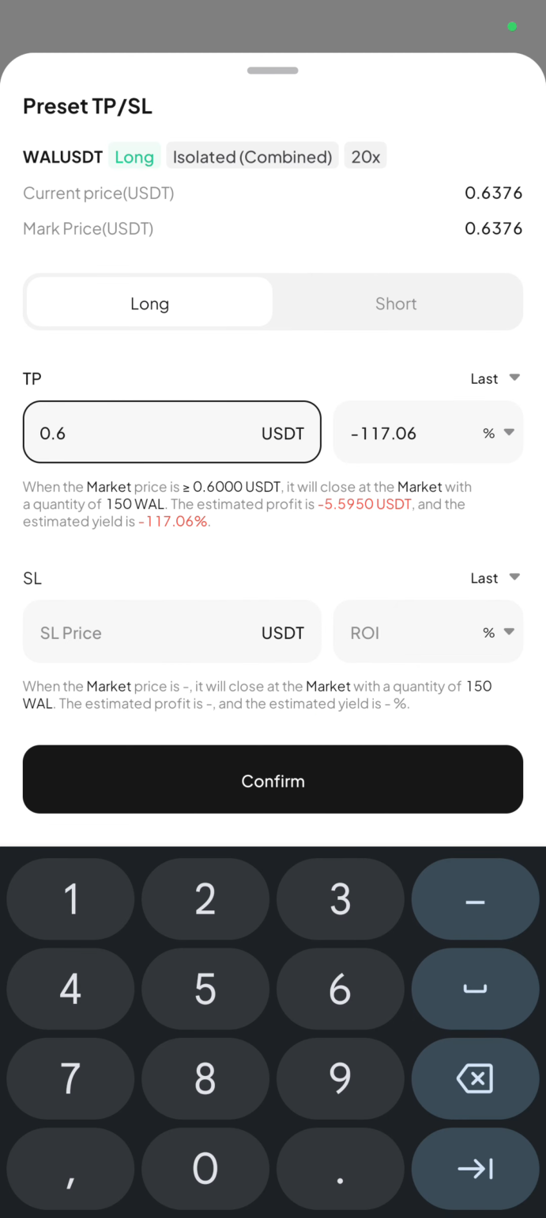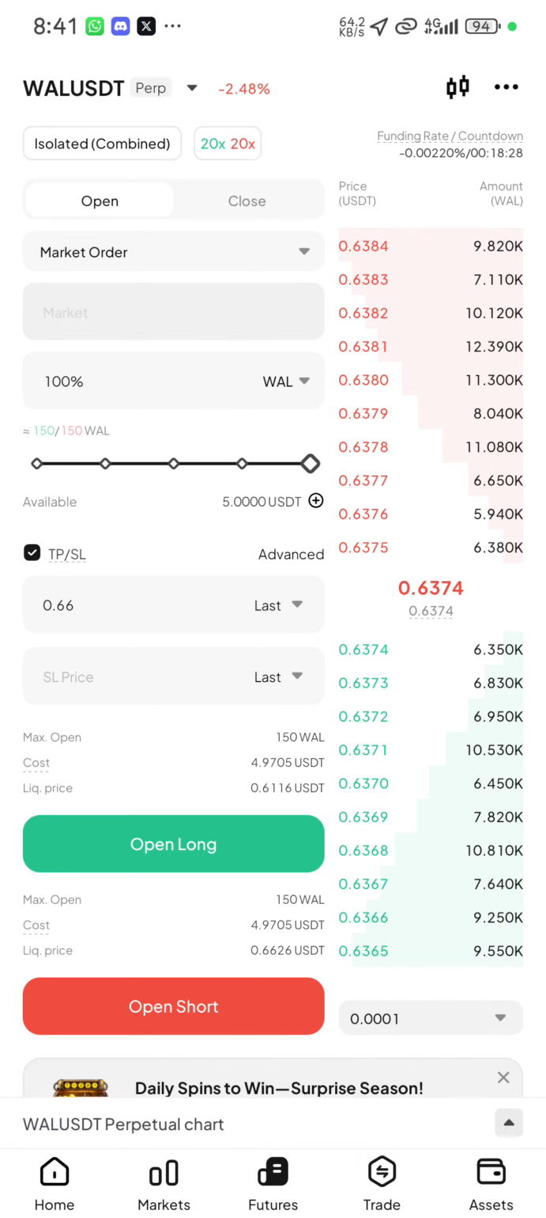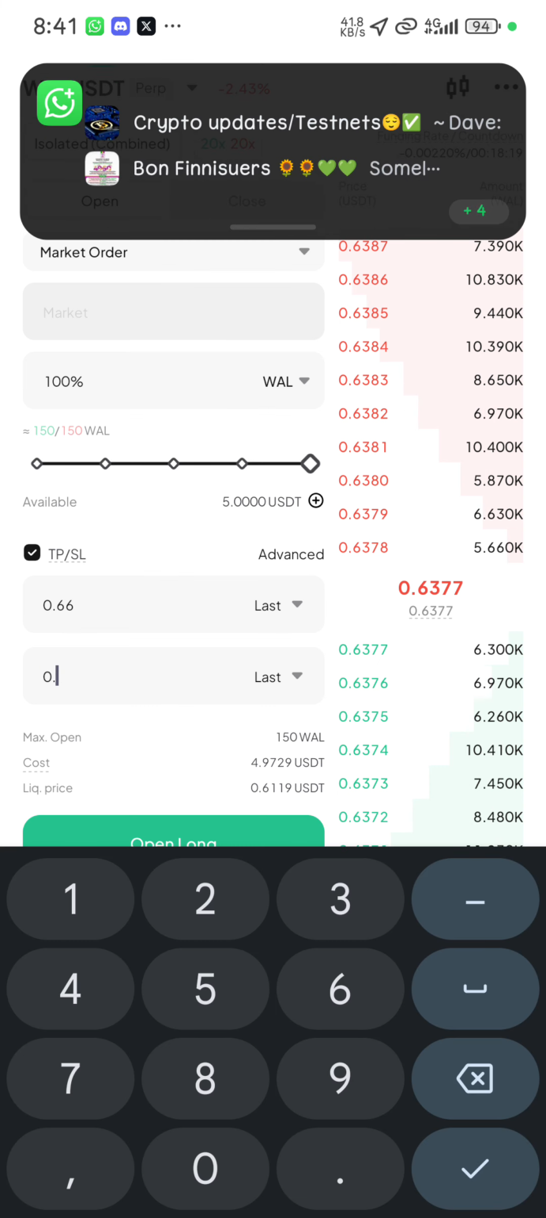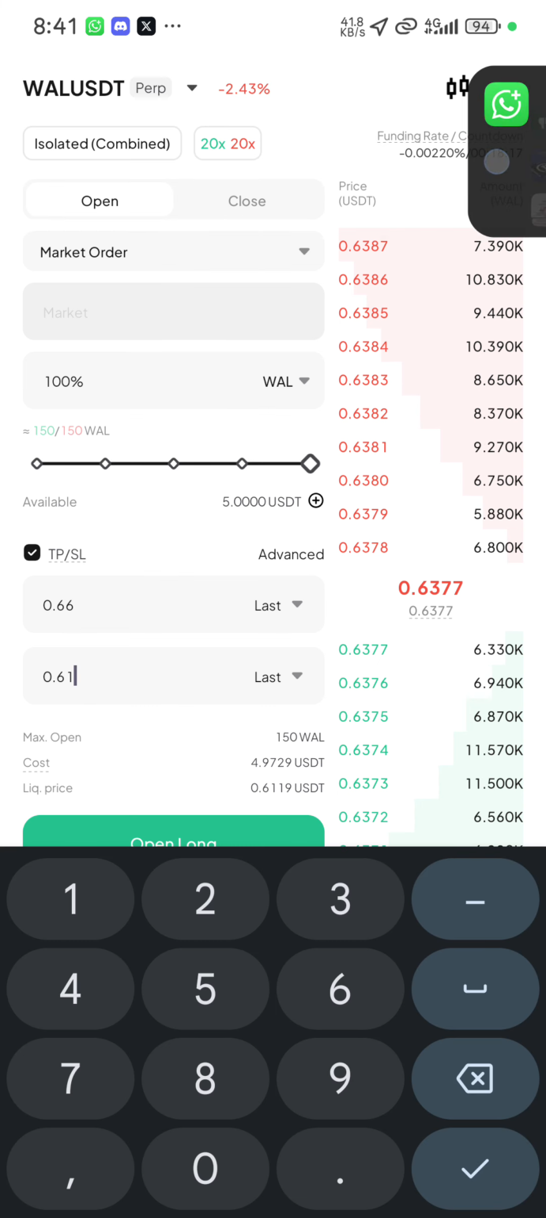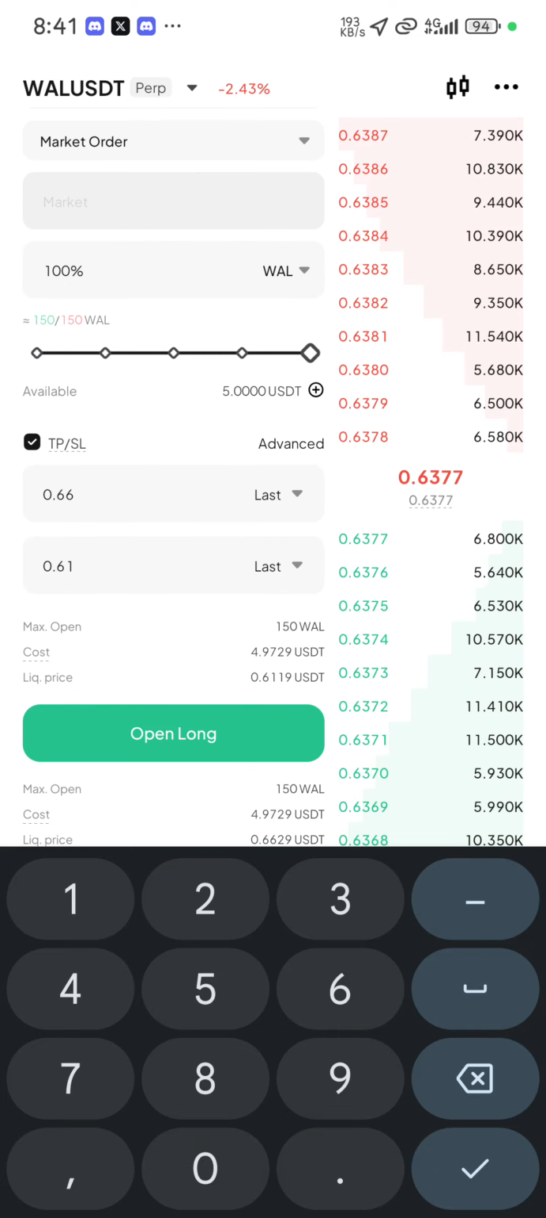So let's say we are longing. I want to put the take profit price at 0.66. Okay, that's a profit of 3.4. So it's now showing you that as you put it in long, and let's say the trade goes against you, or let's say we put our stop loss at 0.61 for long. It's showing that if the market goes below 0.6119, the total value, this 5 USDT, will be liquidated. That's basically what it means.